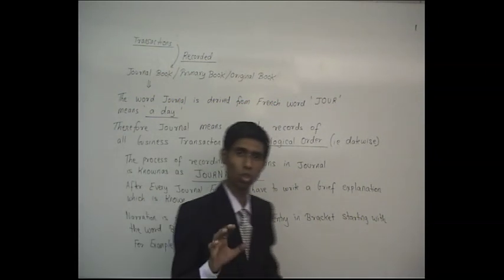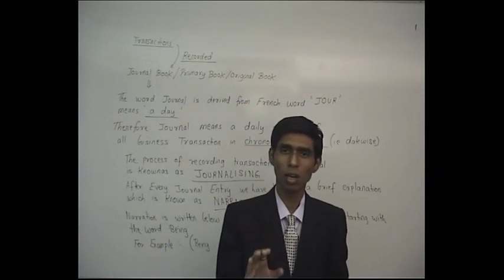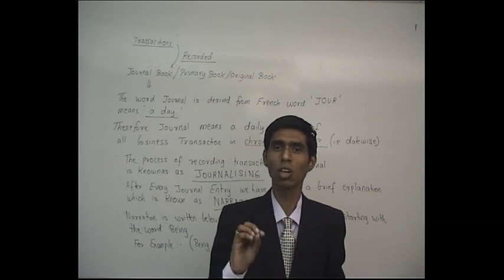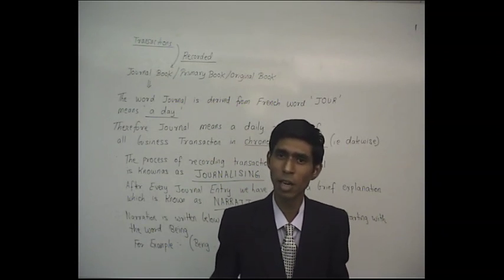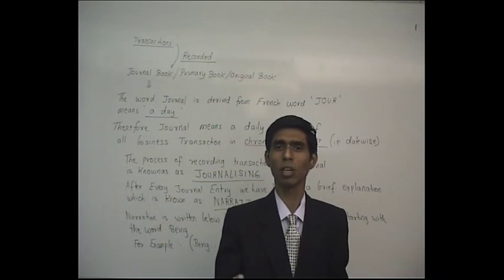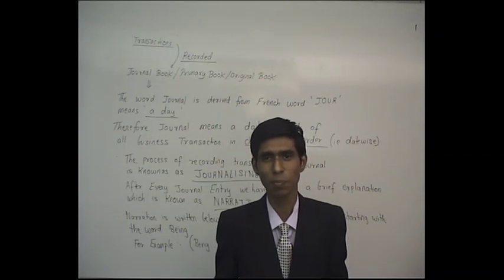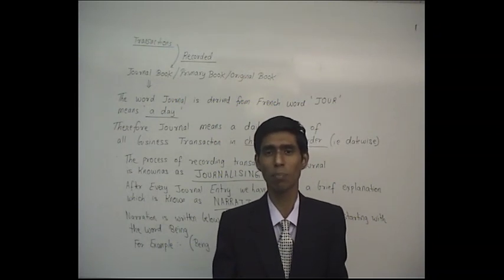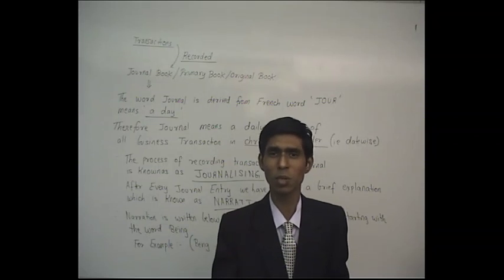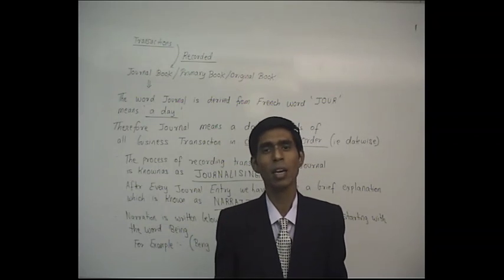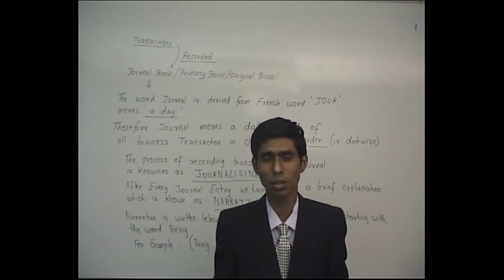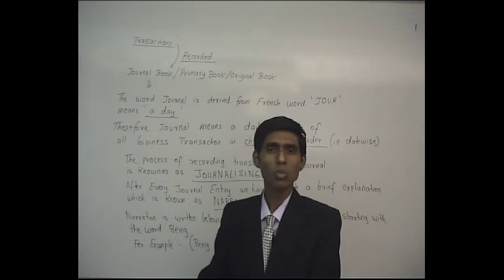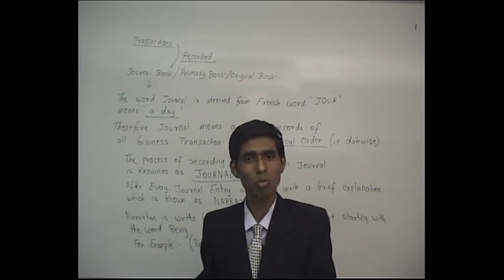Okay, so you should know what you mean by journal. It's a recording of a transaction in a systematic manner, that is in a chronological order, that is date wise. The process of recording the transaction is known as journalizing. And after every journal entry, we have to write down the brief explanation, and that brief explanation is known as a narration. And narration is started with the word being in a bracket. Okay. In the next video, we are going to start with the sums which are related to the journal.